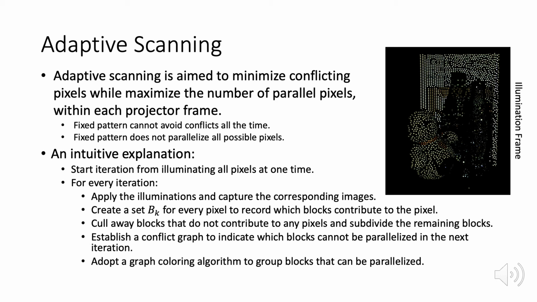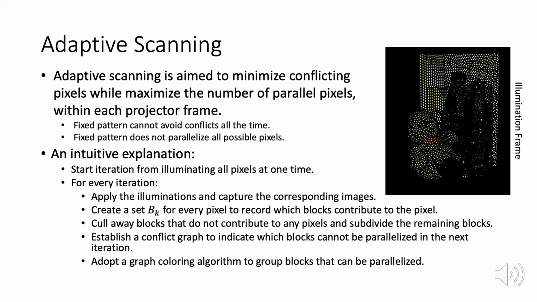Then they create a set bk for every pixel to record which blocks contribute to the pixel k. This can be done by testing if any illumination blocks produce an image with non-zero value at the pixel k. Afterward, they kill away blocks that do not contribute to any pixels and subdivide the remaining blocks. Then, they establish a conflict graph to indicate which blocks cannot be parallelized in the next iteration.